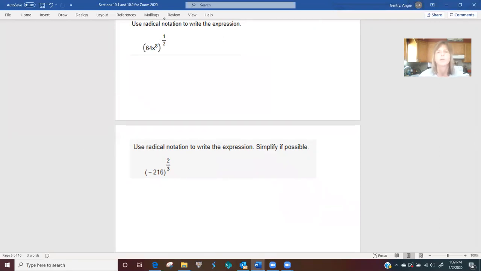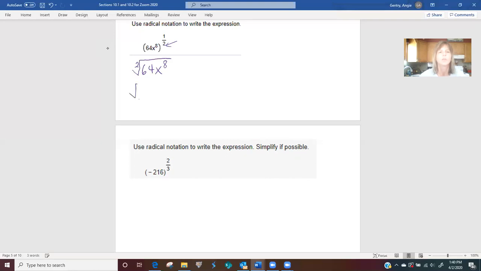Okay, this is 64x to the 8th, quantity squared, to the half, meaning everything inside is affected by that exponent. You can do this two ways. The denominator is the index. So you have a 64x to the 8th. Then in 10.1, we already covered this somewhat.